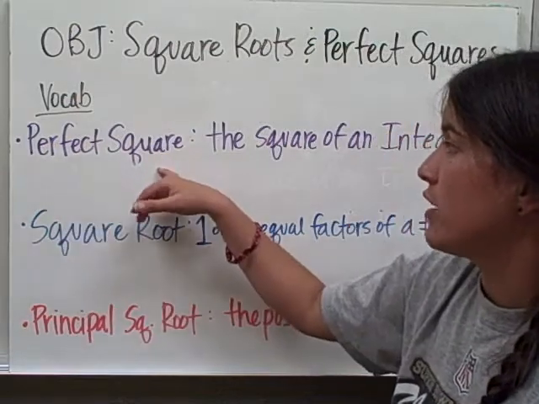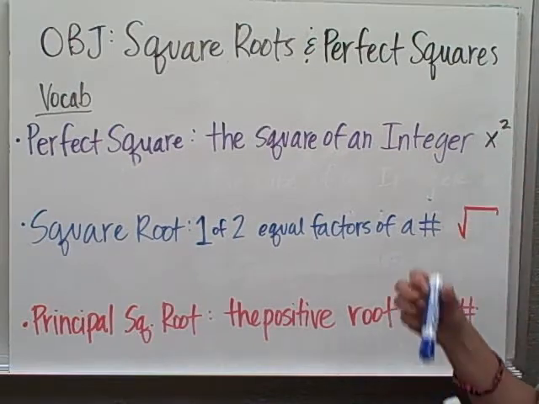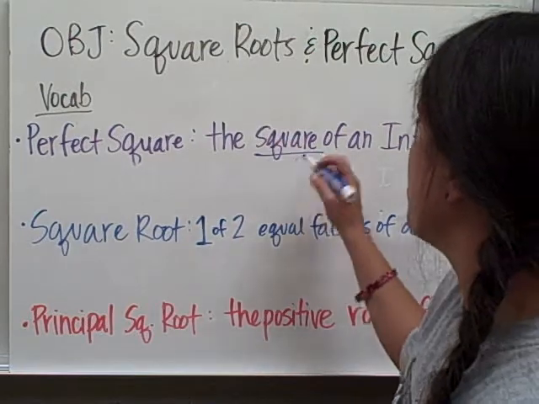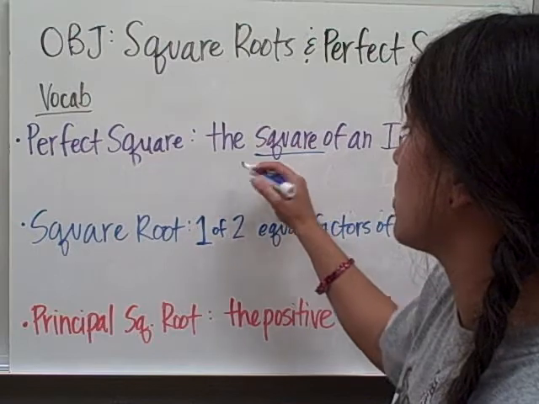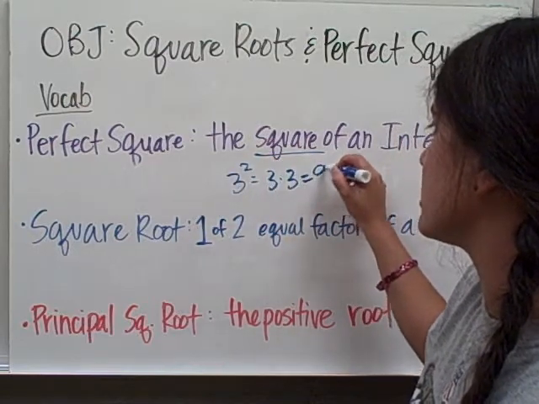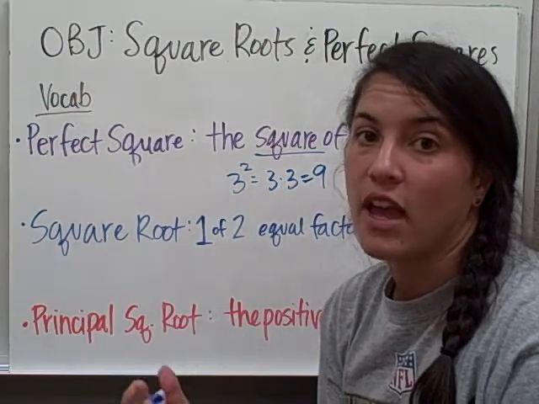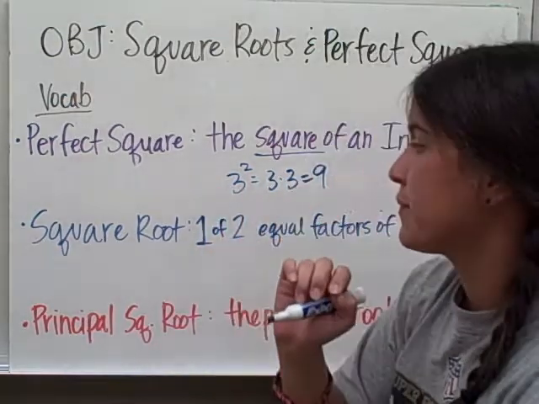A perfect square is the square of an integer, x squared. For example, the square means to the second power, so 3 squared is 3 times 3, which is 9. So the square of an integer means the exponent of 2, the second power.